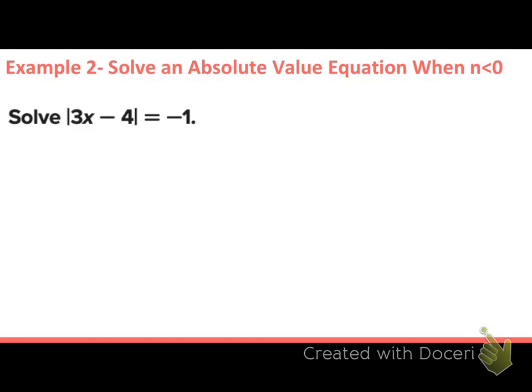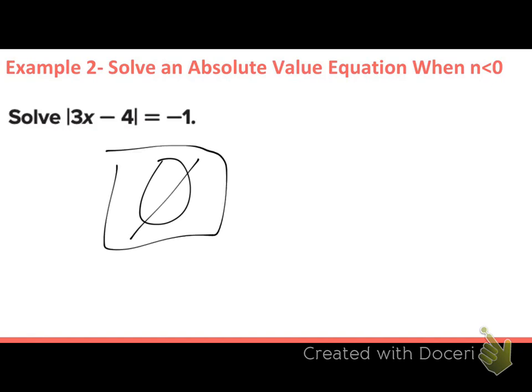This b value is talking about my distance, right? I'm saying I want my absolute value to be a distance of -1. Can distance be negative? No. So it's no solution. My distance cannot be negative, and that's what this equation is reading. I want my distance to equal -1. Distance can't be negative, so it's no solution. There's no number that I can plug in that would make this equation true.